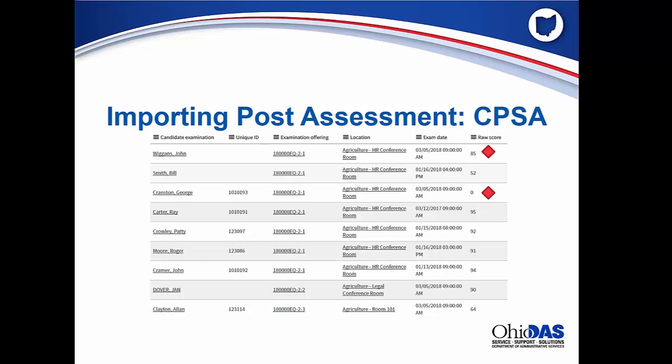Right, Cranston didn't come in. So at the bottom, Jan Dover and Alan Clayton were 3-6 and 3-7, but we imported their new schedule. Right, so I just wanted to show that. That's why I added those 2 extra people.